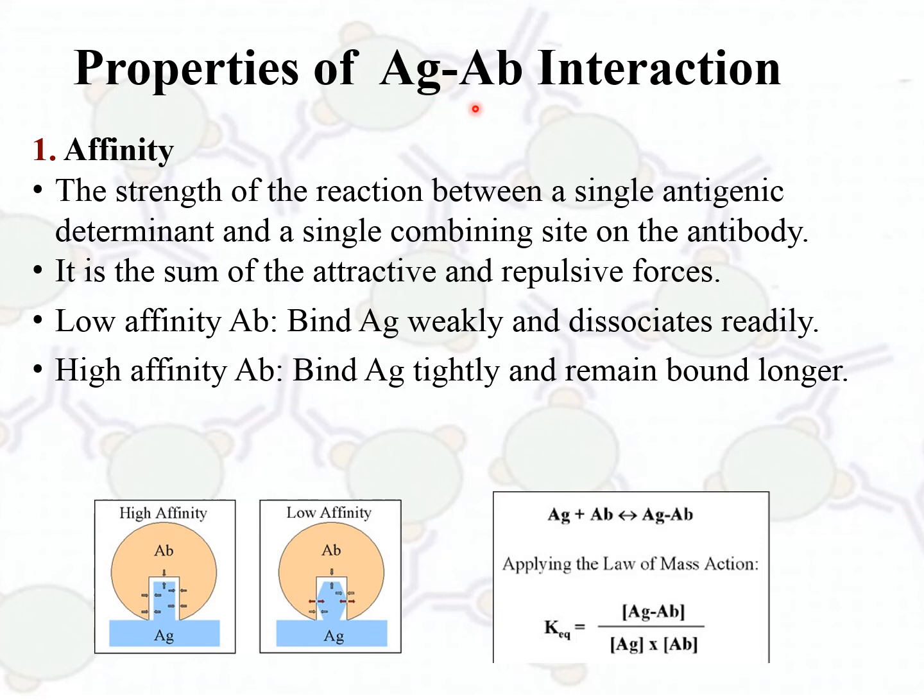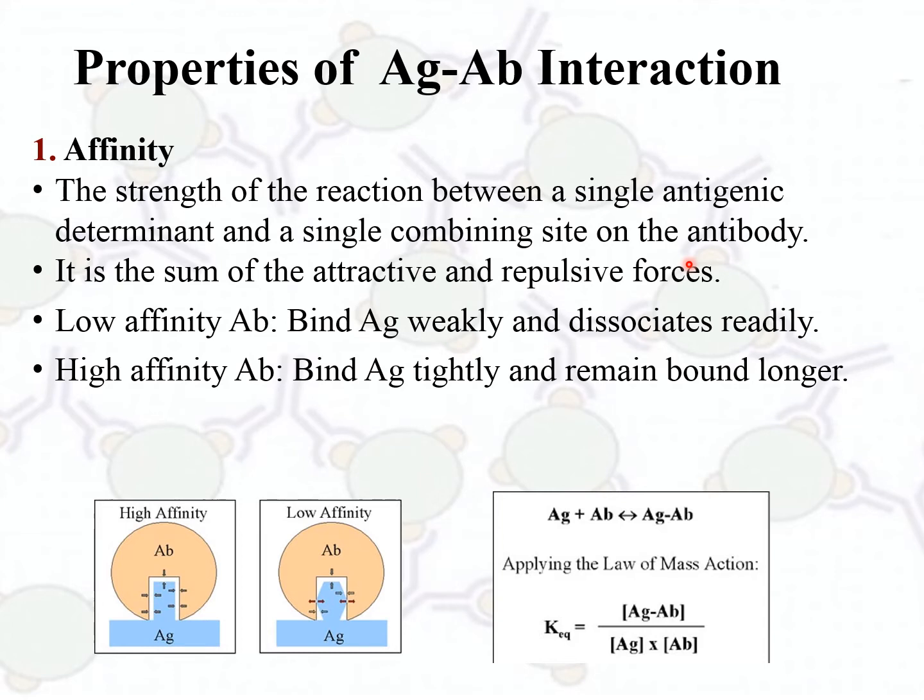The strength of antigen-antibody interactions depends upon affinity, avidity, and cross-reactivity of antibodies. Let us discuss them one by one. Affinity is defined as the strength of a reaction between a single antigenic determinant and a single combining site on the antibody. In other words, it is the strength of interaction between an epitope of an antigen and a paratope of an antibody.